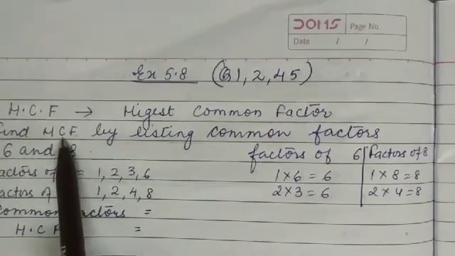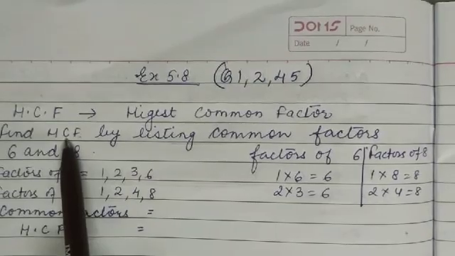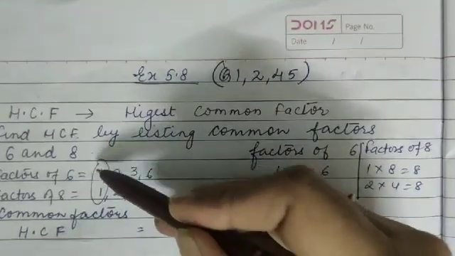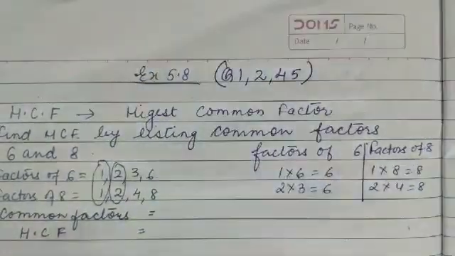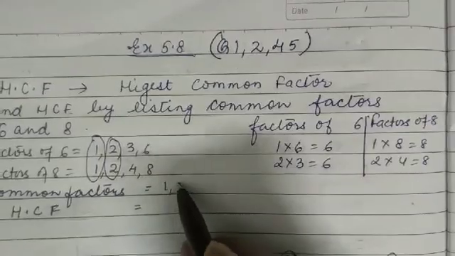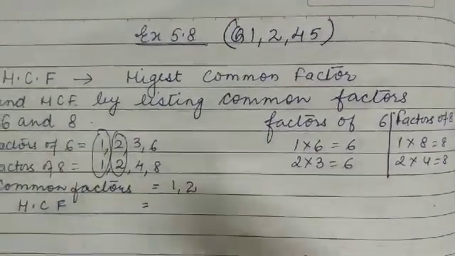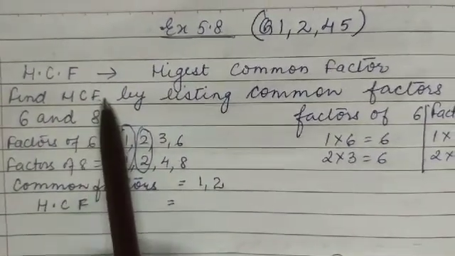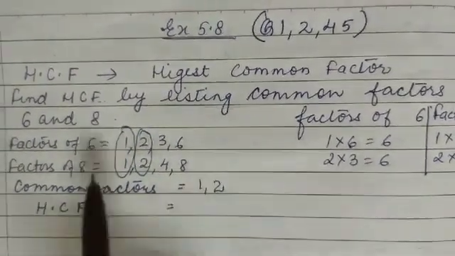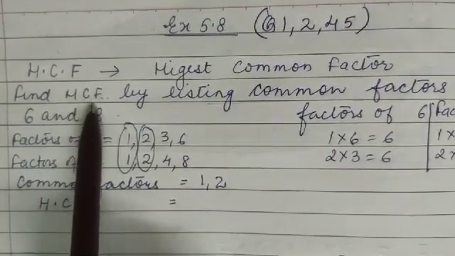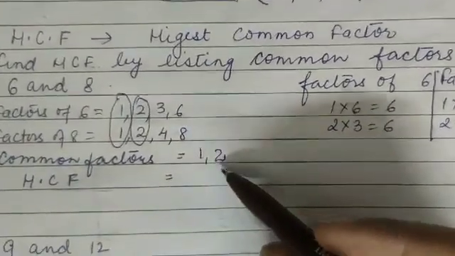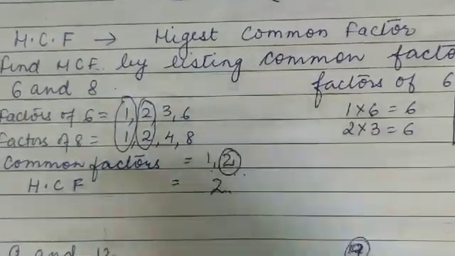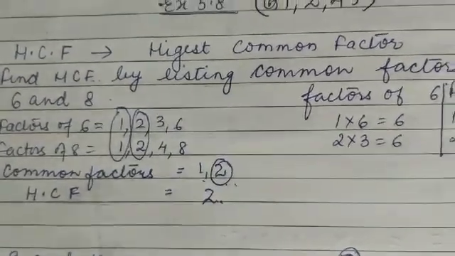Okay, the next step is C, common factors. We will find out the common factors. Which numbers are common in both? That is 1 and then 2. So common factors are 1 and 2. Now the next one is H, highest common factor. Which is the highest number out of these? That is 2. So HCF is 2. This is our answer.